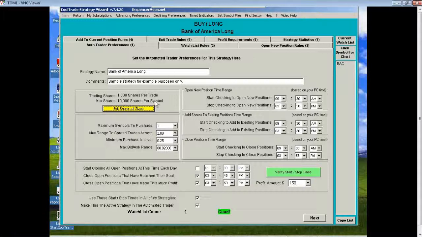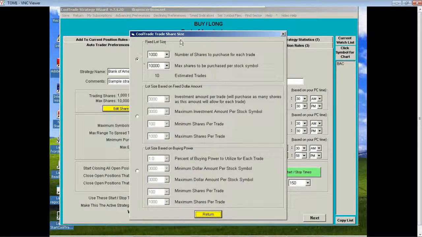All right. So over to the left here, this is where we tell the robotic trader how many shares we want to trade. So if we click on this box here, we have the fixed lot size. So we've told the robotic trader we want to trade 1,000 share lots. You can select whatever you like. If you want to start trading 100 share lots, you can. So Bank of America is a $9.75 stock, so it would be $975 for 100 shares. You can trade 200 shares, 300, 400, 500, whatever you'd like. This one's set for 1,000.